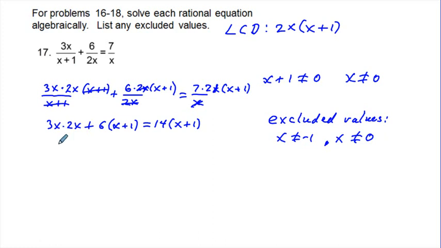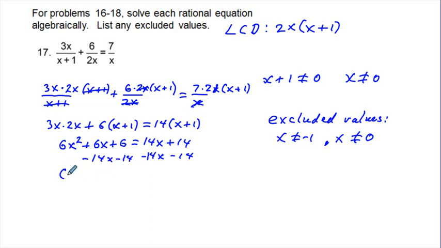And now distributing here, we get 3x times 2x is going to be 6x squared plus 6x plus 6, and then on the right side we have 14x plus 14. And what we're going to do now is set the right side equal to 0 by subtracting 14x and 14 from both sides. We get minus 14x minus 14. So we get 6x squared minus 8x, and 6 minus 14 is going to be negative 8, I believe. Is that right? Yes.